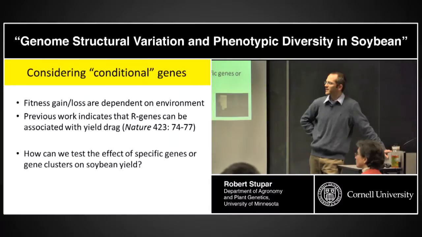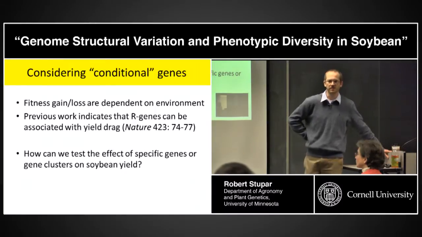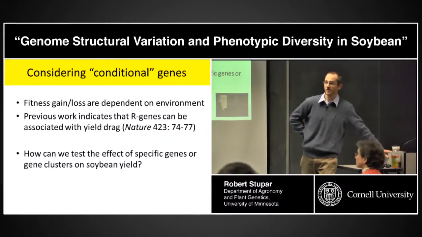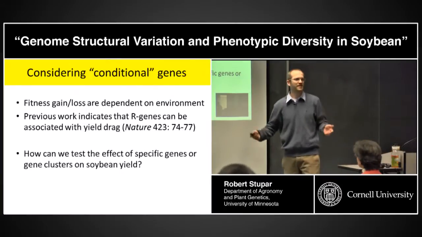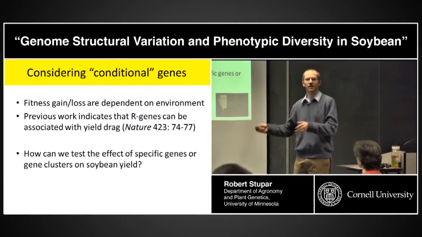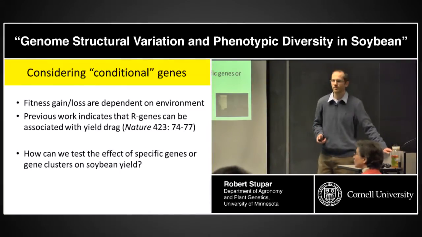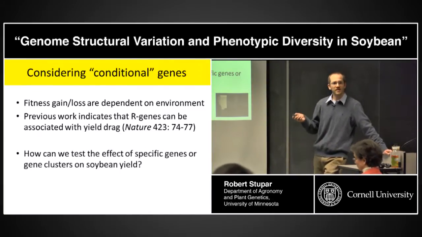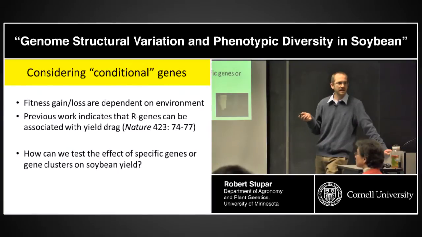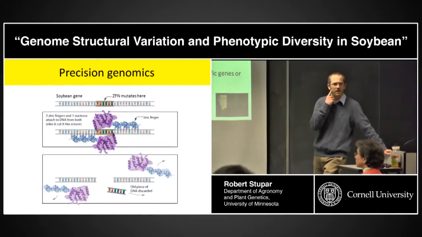So how can we test the effect of specific genes or clusters on yield? This is a really tough question. You could try to build isolines, I suppose, and you spend years backcrossing, and you might get some answer out of that. I think people have done that to some extent, and they've gotten reasonable answers. But there are new technologies out there that may allow us to ask these questions a little more directly. I'm going to talk a little bit about that now.